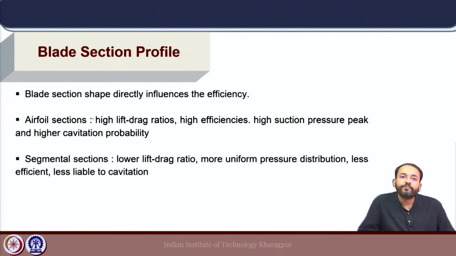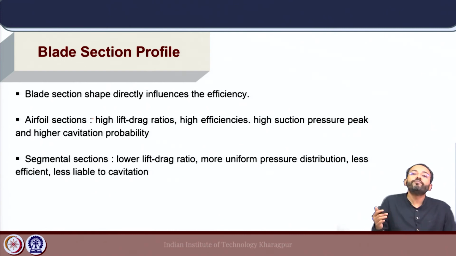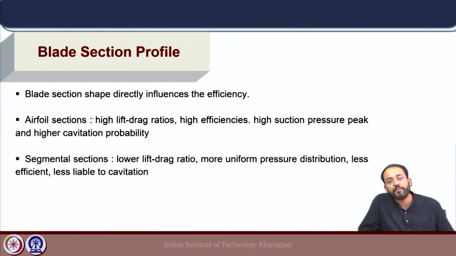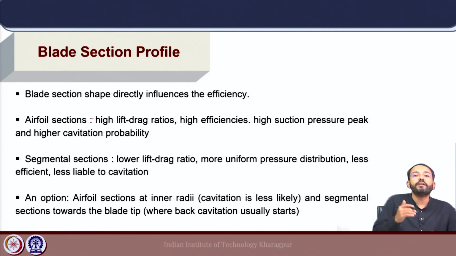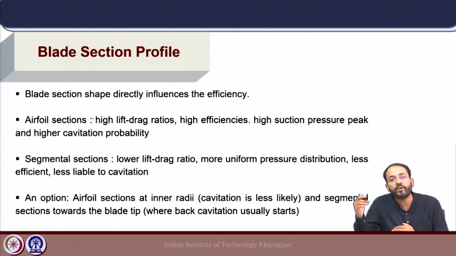On the other hand, if we look at segmental sections, they have lower lift to drag ratio and a more uniform pressure distribution on the suction side, and hence they are less liable to cavitation, but the efficiency for those sections is lower in general compared to airfoil sections. Now, each of these section types, or combinations of them, can be used at different radial locations for the propeller blades.